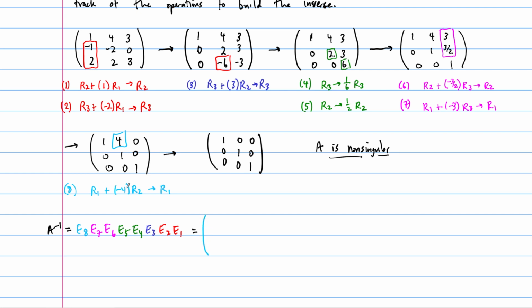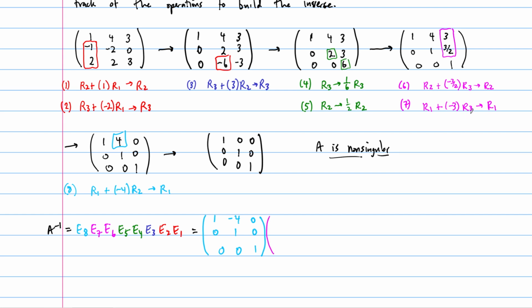This one, we're going to subtract 4 times row 2 from row 1. So this matrix will be 1, -4, 0, 0, 1, 0, 0, 0, 1. That's exactly what this tells us to do, right? And so then we just keep going. We write out all these matrix products.